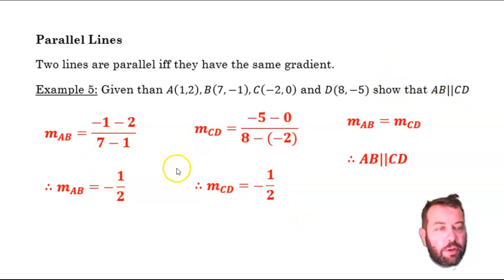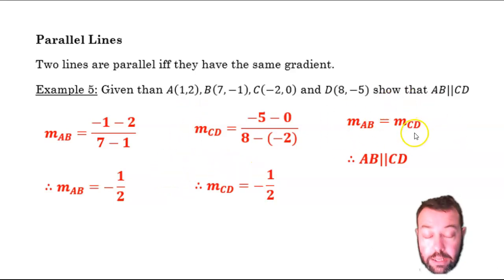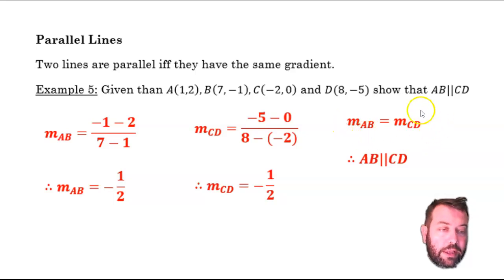Show that, right? You don't make any assumptions. You do the calculations, and you usually end by making an equivalence statement here, that this is equal to that. Therefore, I can conclude that AB is parallel to CD.